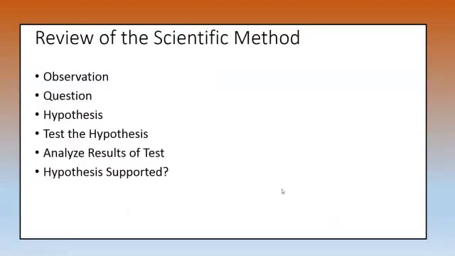So real quick, let's go over the scientific method and the steps thereof. First, you make an observation, which usually is very quickly followed by a question, which leads to a hypothesis, or a statement of the question that is testable. Then you set up an experiment to test your hypothesis. Then you analyze the results of the test, and then you ask yourself, was the hypothesis supported?